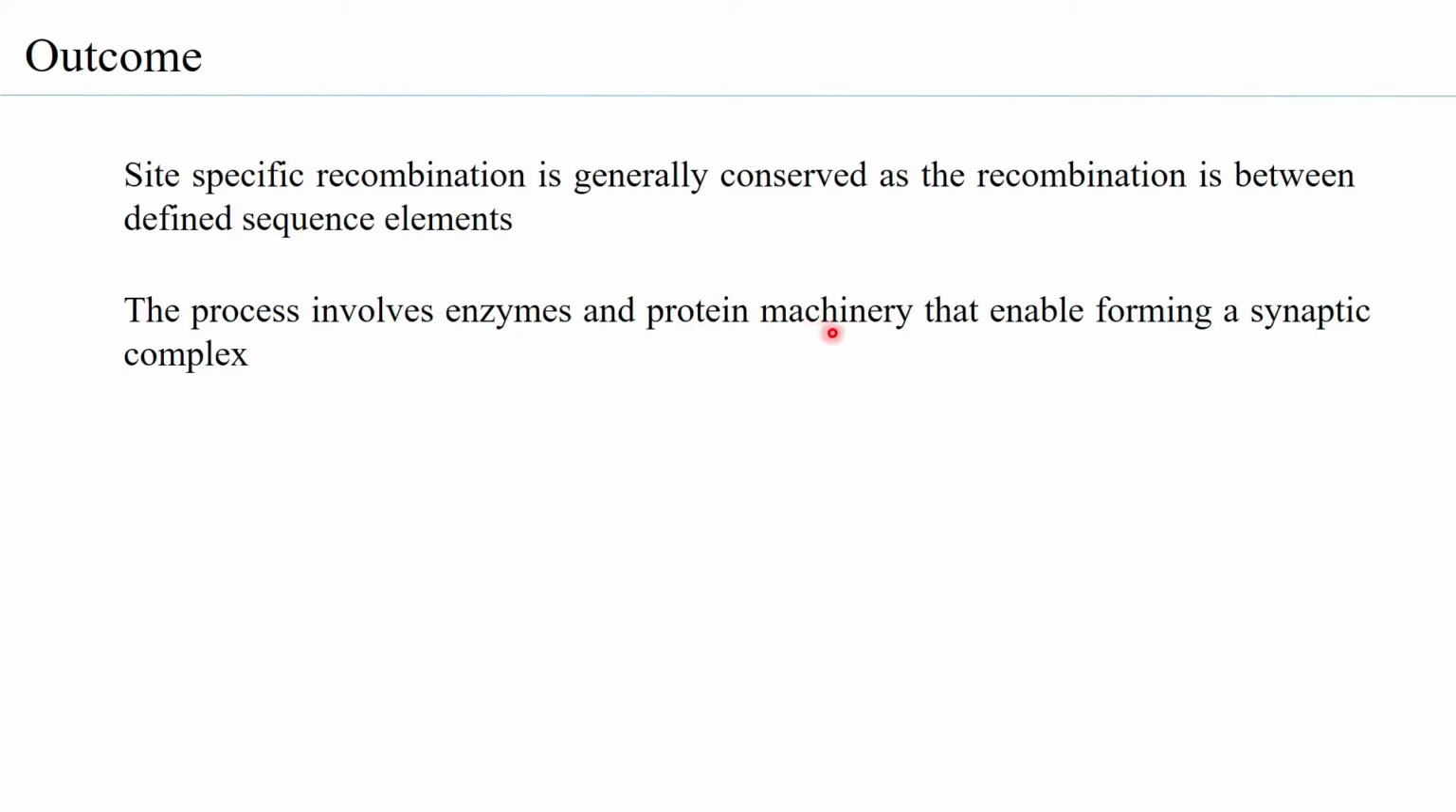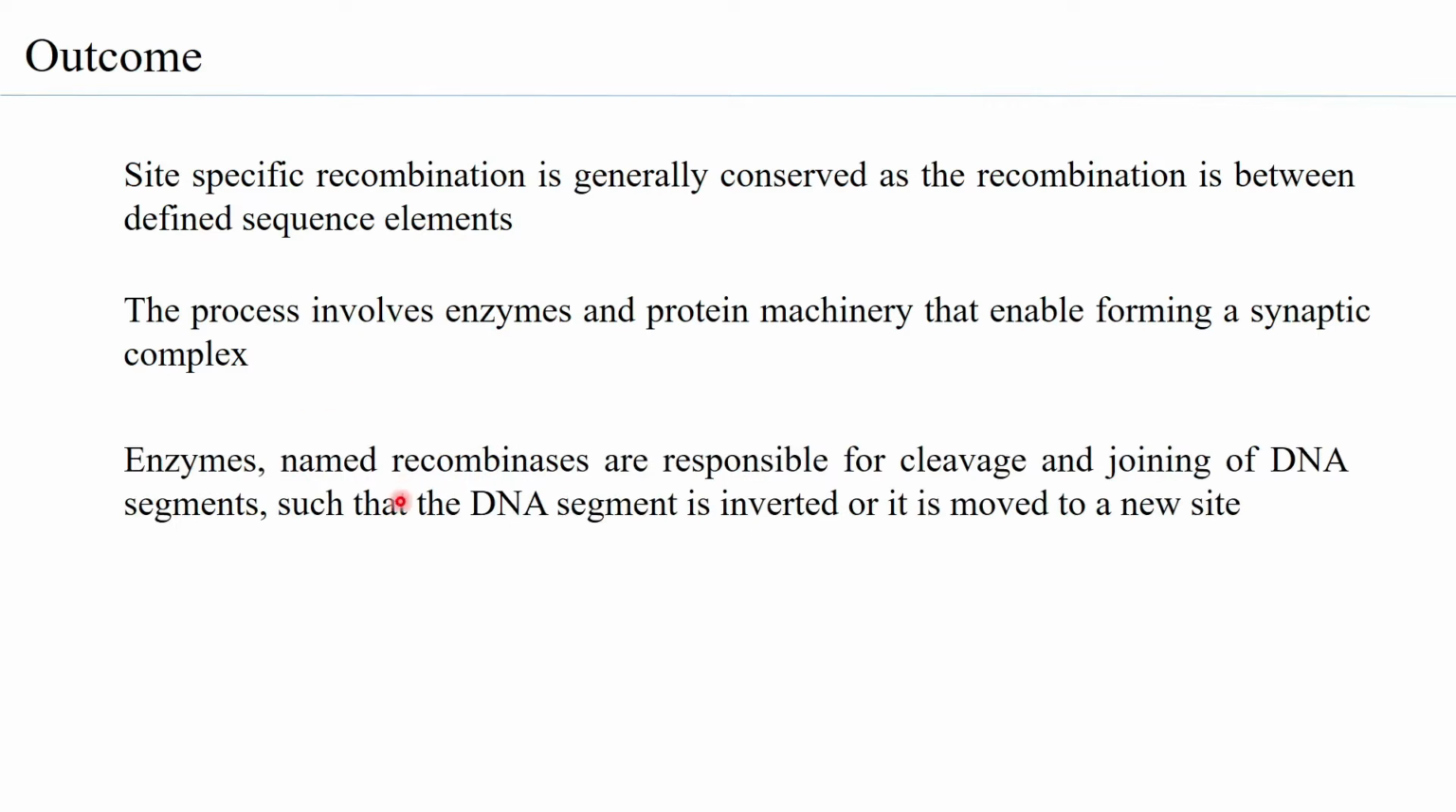It also involves a protein machinery that enables forming a synaptic complex, like the Holliday junction. Enzymes named recombinases are responsible for cleavage and joining of DNA segments, which means, just like the DNA topoisomerases, recombinases are able to not just cleave but also join the DNA that they have cut. Such a sequential process leads to the DNA segment either getting inverted or moved to a new site.